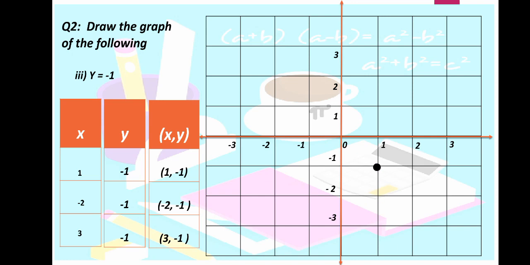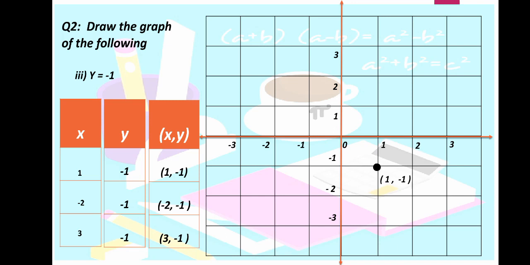So here you can see the first ordered pair 1 and -1. 1 is the positive x-axis value and -1 is the negative y-axis value. So it is intersecting on this point. Mention the ordered pair 1 and -1.